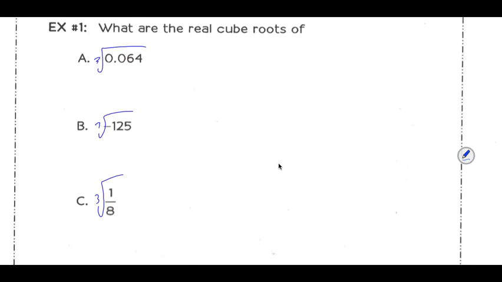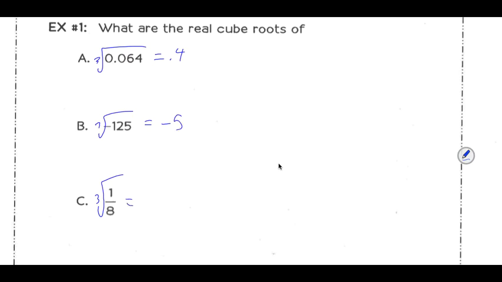Okay, and what you should have gotten here is 0.4. Because if you do 0.4 times 0.4 times 0.4, you're going to get 0.064. 4 times 4 times 4 gets you 64, but if we got that decimal point in there, now we've got 3 decimal places. You can do the cube root of negative 5 cubed. Sorry, that cube looks terrible. It is just negative 5.